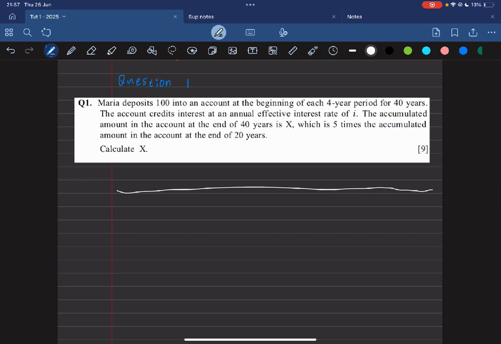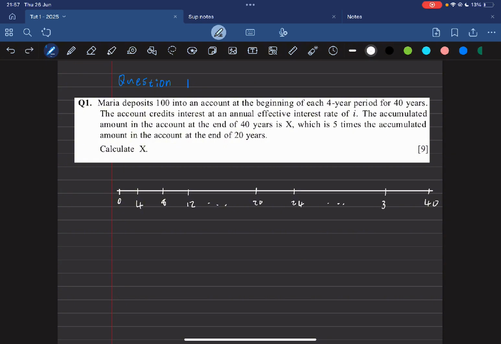So I'm going to draw a timeline starting at 0 and ending at 40 years. Okay, so let's put some sample points on just to show all the information we have. So I'll go to 12, then I'll have a little break, then I'll put 20, 24, have a little break, 36. Okay.